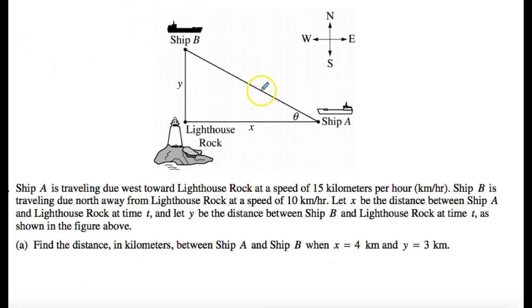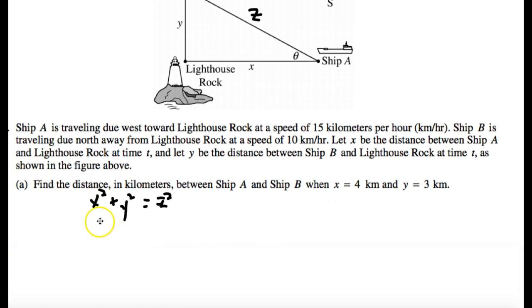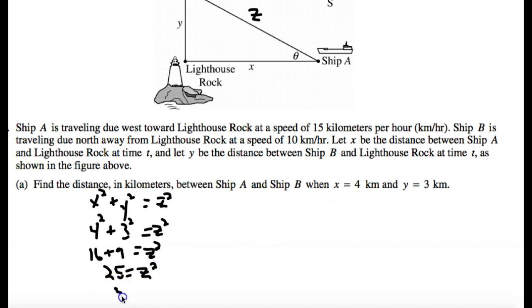Well, that's just the Pythagorean theorem. Since they're using X, Y, I'll use Z here. So this is just saying X squared plus Y squared equals Z squared. So we know that X at this instant is 4, so 4 squared plus Y is 3. So 16 plus 9, we get 25, and we get that Z is equal to 5.